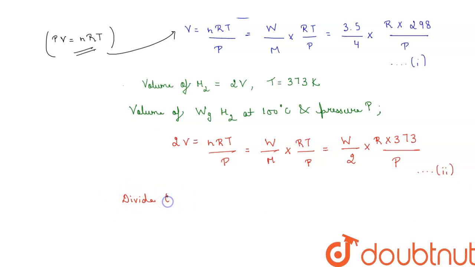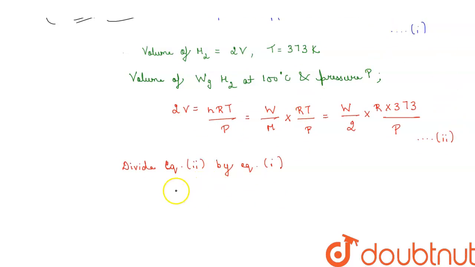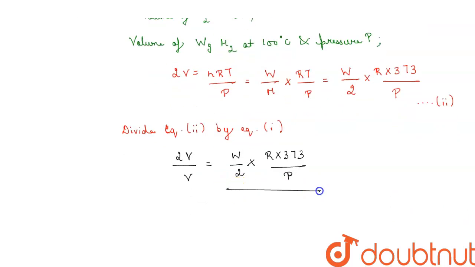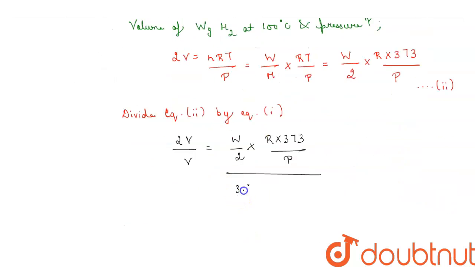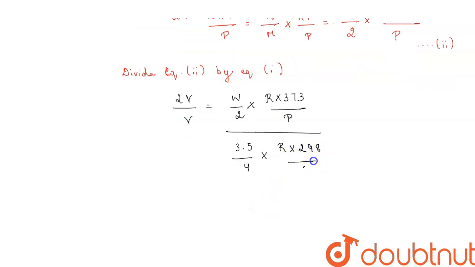Now what we'll do, we will divide equation 2 by equation 1, and we will get 2V by V equals W by 2 into R into 373 by P, divided by 3.5 by 4 into R into 298 by P. R and P will get cancelled out, V and V will get cancelled out.